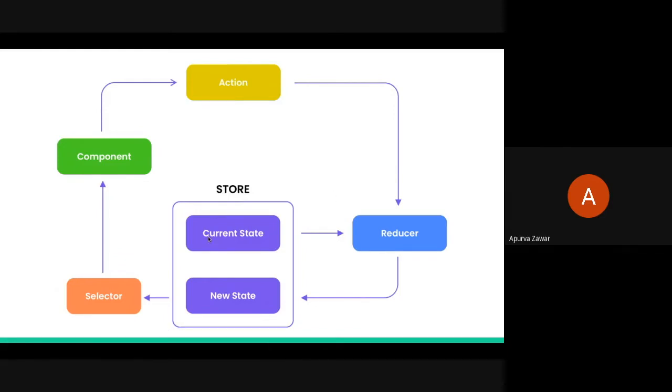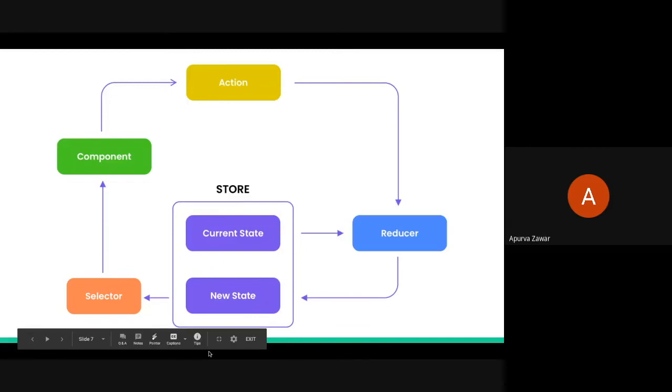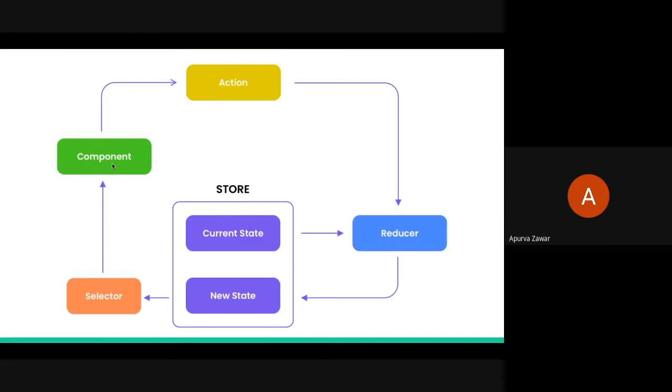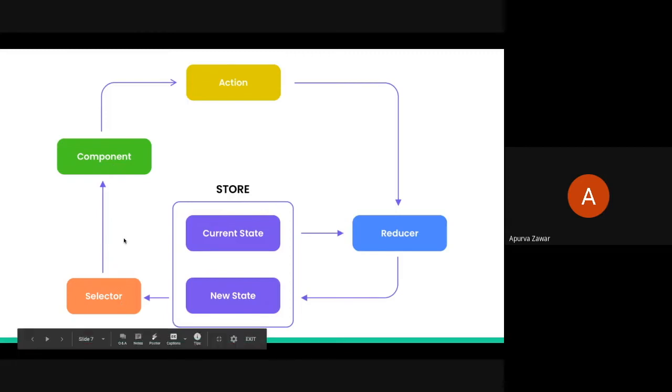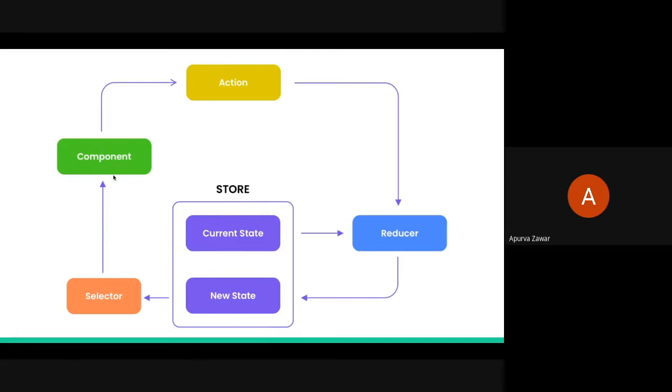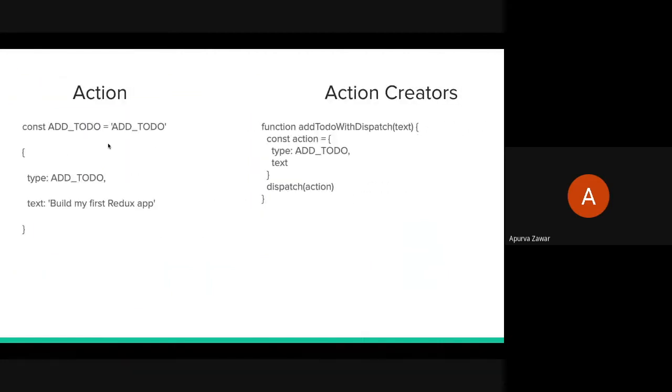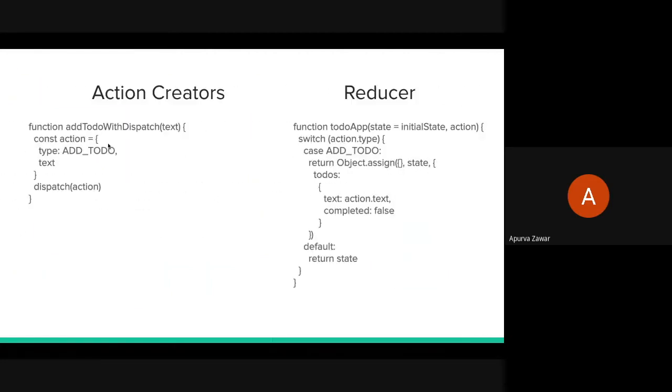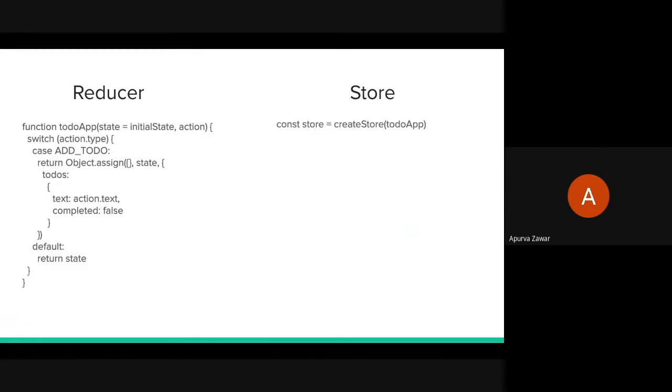Then we have selector in Redux. Selector is basically an observable, which we subscribe to in the component. Selector works as an observable, and the component subscribes to that observable by taking an observer. This is a simple create store for the Redux app.